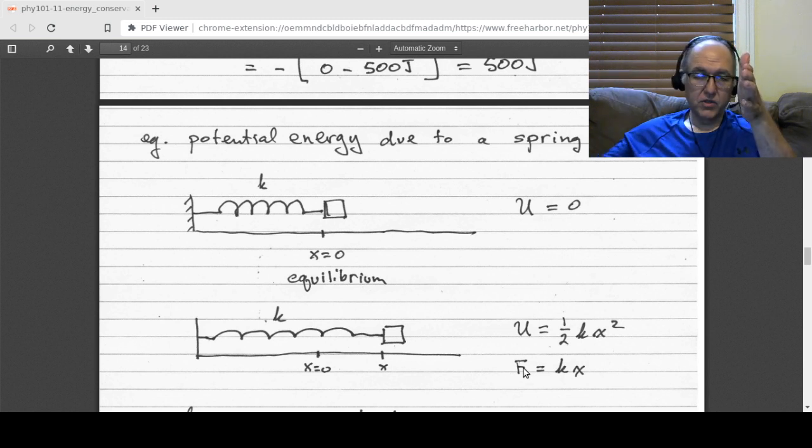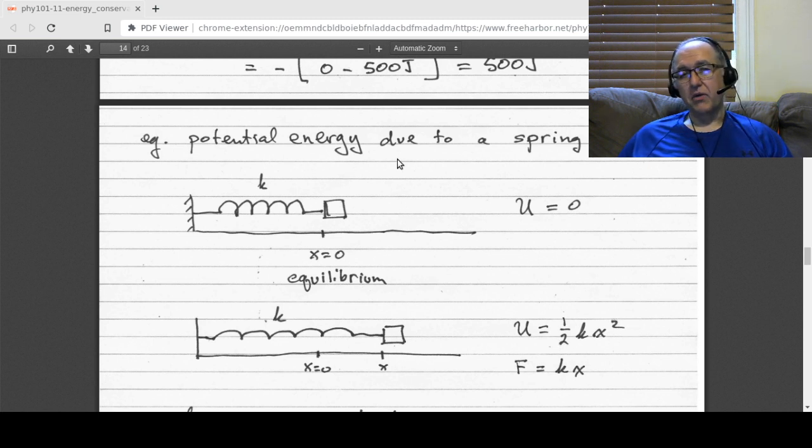Because if I pull it out this way, there's a force that wants to restore the mass back to equilibrium. As I stretch it out to the right, the spring wants to pull it back to the left, okay? And so I'm doing work. And the potential energy due to a spring turns out to be this formula. U is equal to 1/2 kx squared, okay? So I'm not going to prove that for you, but there it is, okay?